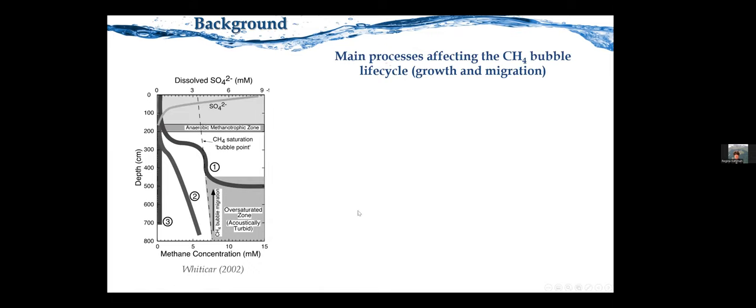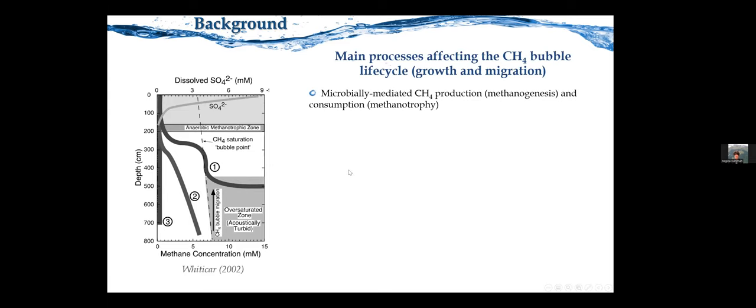So here I will describe the main processes that affect methane bubble growth and migration, and actually the entire life cycle of the methane bubble within muddy sediment. You can see here the dissolved methane concentration from the pictures from this source versus depth. Let's look at this curve of the dissolved methane concentration. So what are these processes that affect the methane bubble life cycle?